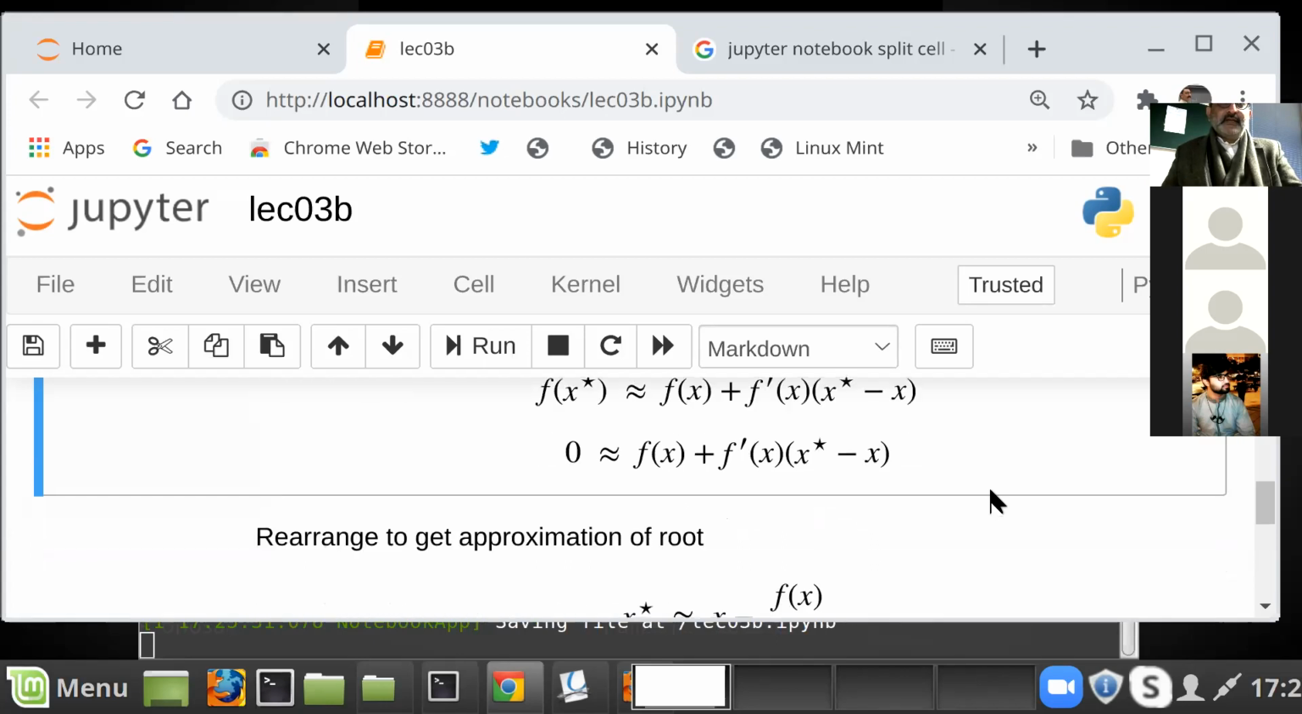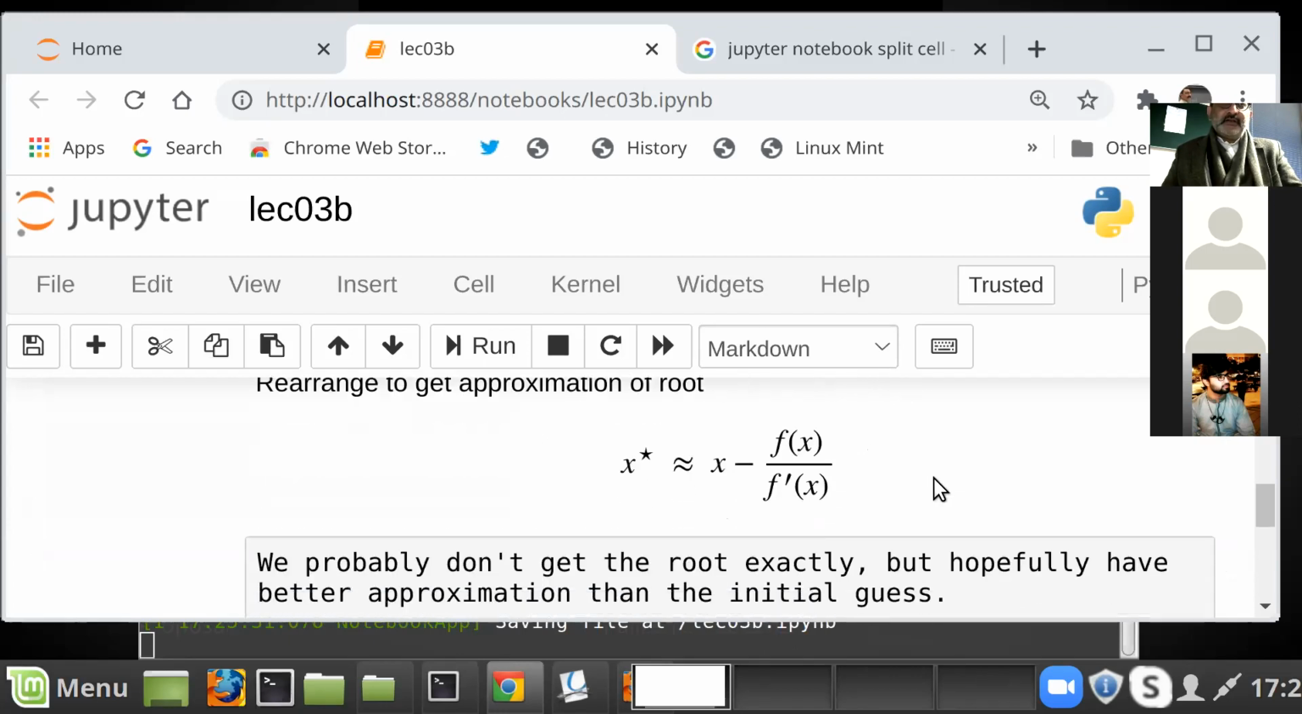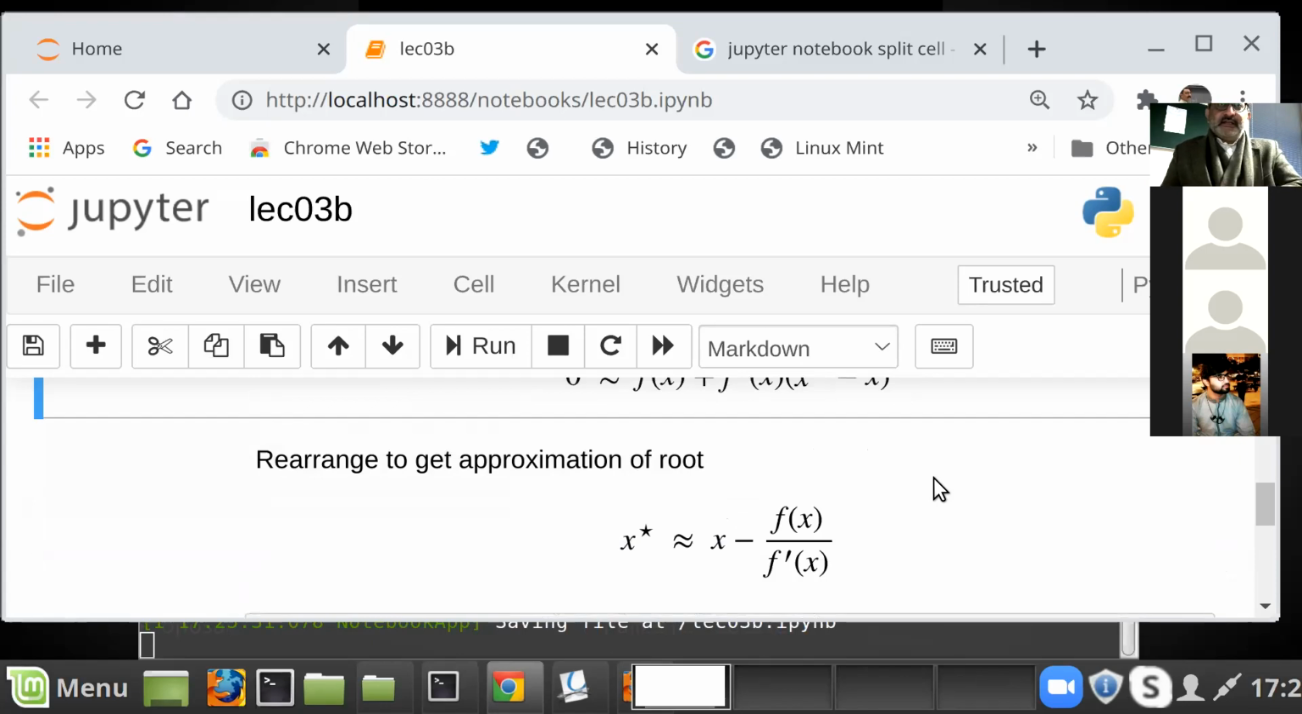Now, let's rearrange. Let's solve for x star. If I do a bit of algebra and I solve for x star, then I get that x star is approximately equal to x minus f of x divided by the derivative of f at x. Okay? Well, okay, so that's how you would linearly approximate the actual root. If you're starting from x, this is the linear approximation for the actual root of the function.